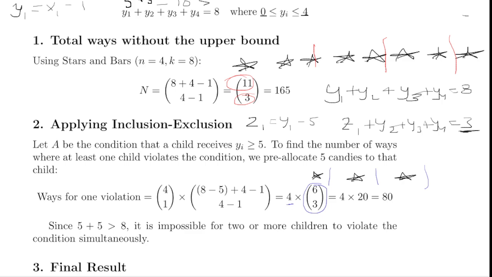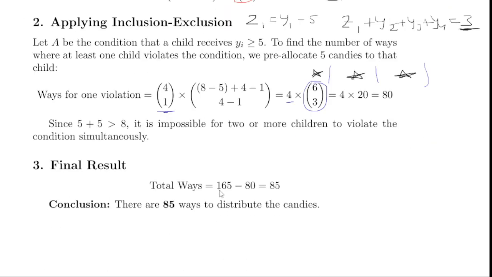The 4 comes from how many children can get the 5 or more pieces of candy. Well, there are 4 children. Either the first person will get it, the second, third, or fourth. One of the 4 is going to get that extra candy. So there are 4 ways in which we can give the extra candy. So it's 4 times 6 choose 3, which is 4 times 20, and that's 80. So this is the bad case here. We found all the cases, and then we need to subtract the bad case to get the total ways we can do that. So 165 minus 80 gives us 85 ways to distribute the candies.